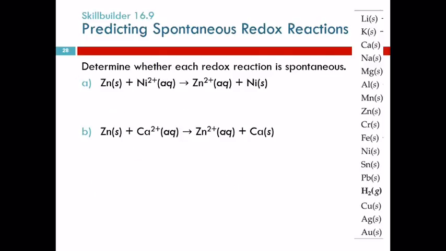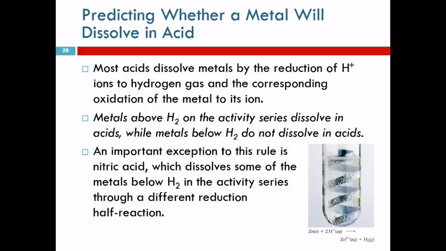I think I have another example here. Well, this will kind of get into another example. Most metals are dissolved by acid, but not all. We can predict which ones will dissolve in acid by looking at hydrogen ion, which is the component of acid that reacts, and looking on the activity series.